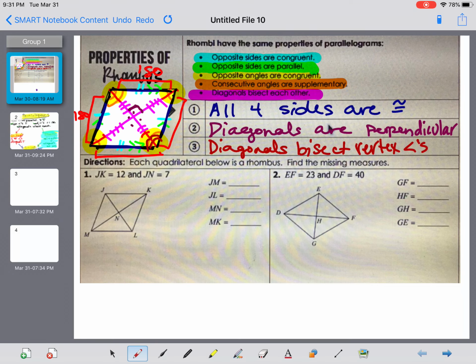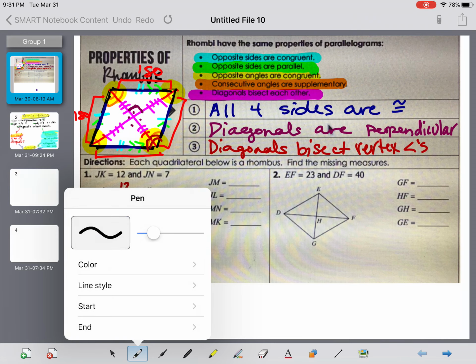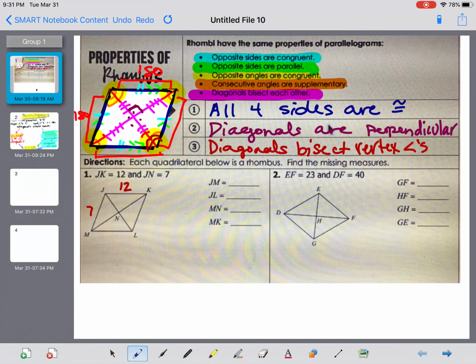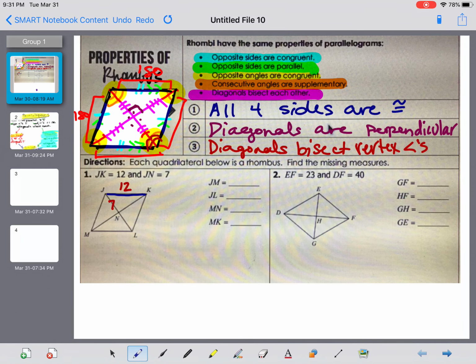Now, let's take that and let's apply it to 1 and 2 here. All right, number 1 tells us that JK is 12. JK is 12 and JN is 7. Now, before I even look at what it's asking me for over here, I'm going to mark up this rhombus just a little bit. I know that if this side is 12, oh, it said JN, not JM. Silly Weber. My bad. JN is right here, that's 7.